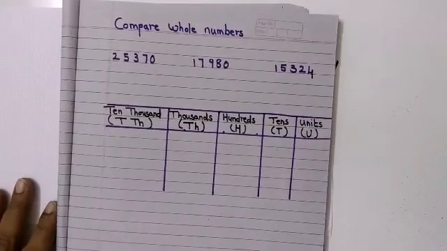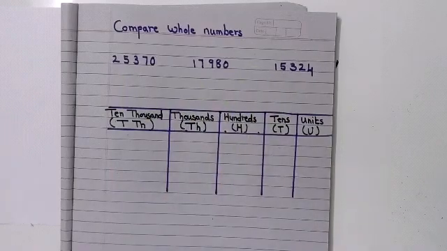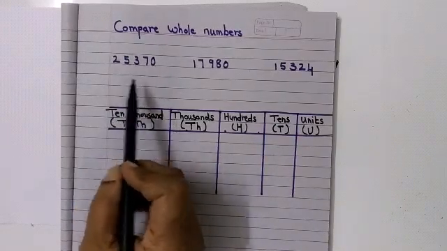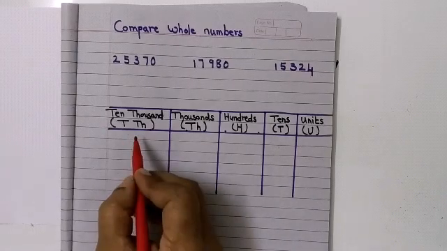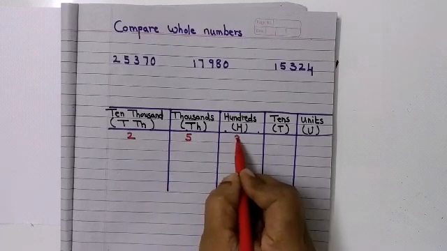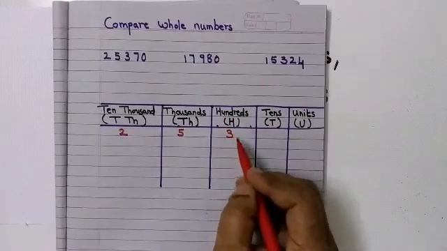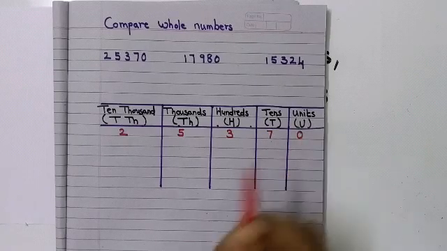Now look at this. We are going to compare whole numbers and we have 3 numbers over here. Now what we need to do, children, is pay attention. The first number is 25,370. So I need to write it in my place value table. So this will be 25,300 below the hundreds place value and then 7 tens and then this is 0.